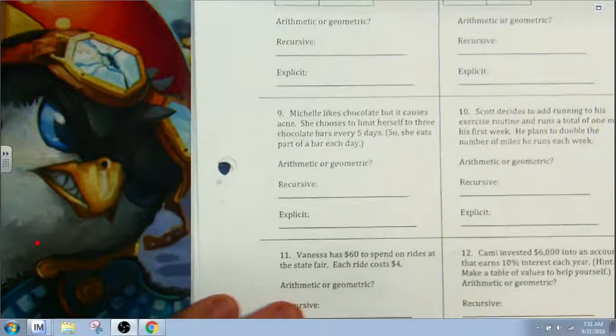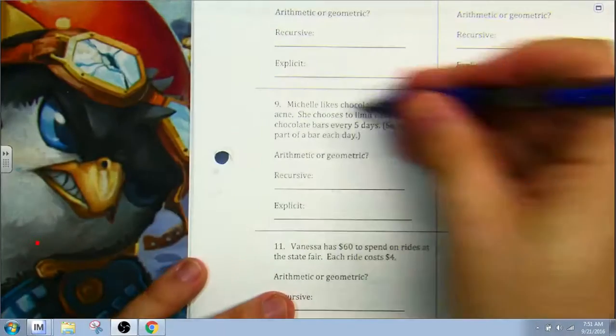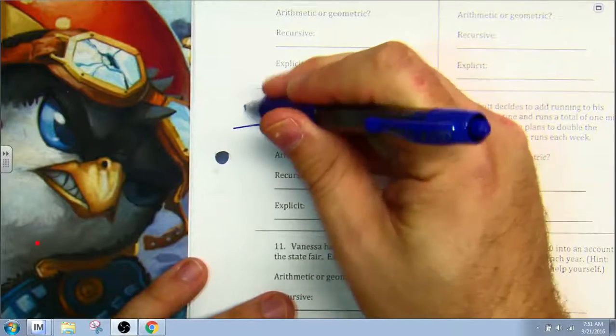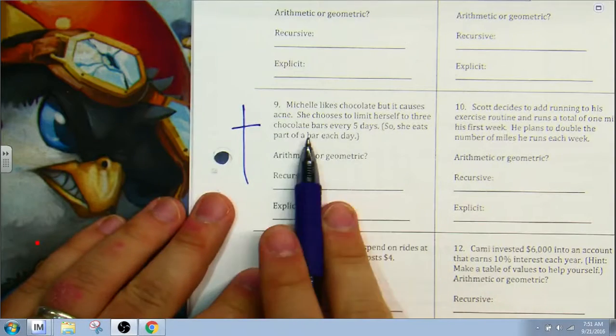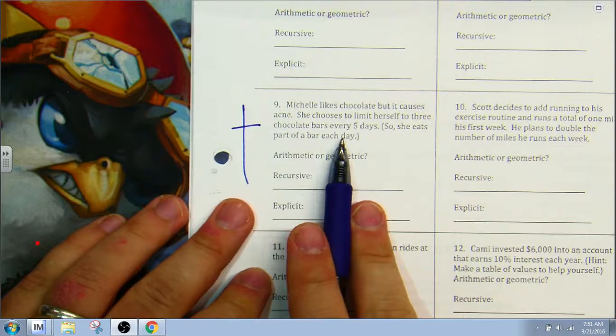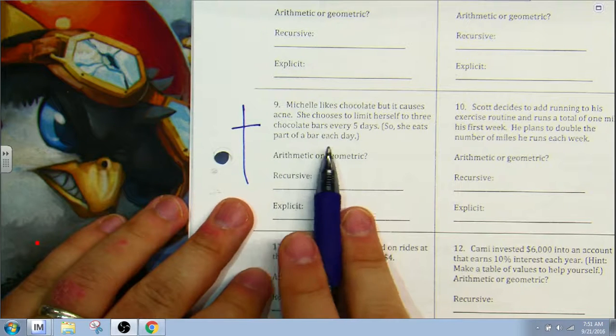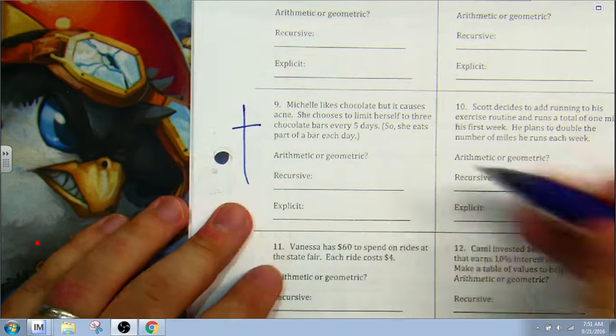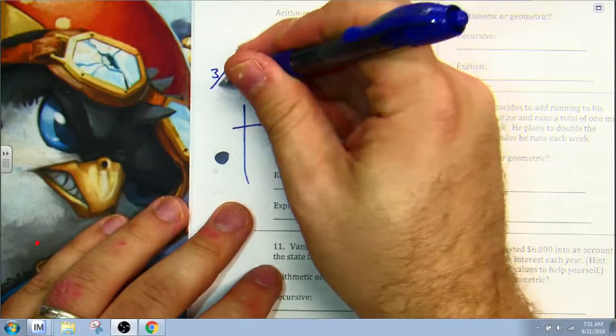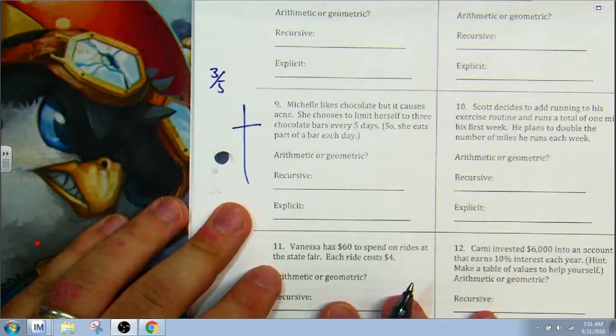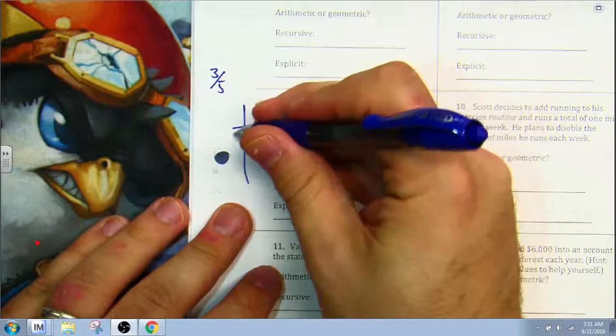That's my initial response to everything. Like, Michelle likes chocolate, but it causes acne. Well, ain't that the truth? She chooses to limit herself to 3 chocolate bars every 5 days. So she eats part of a bar every day. So if you're doing 3 chocolate bars for every 5 days, you're doing 3/5 of a chocolate bar. So on day 0, she had 0.